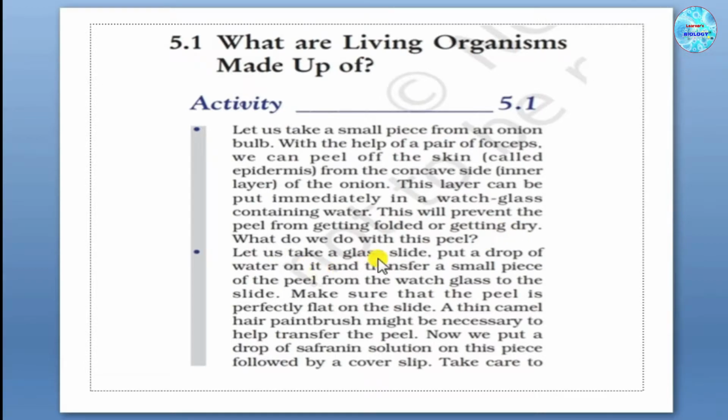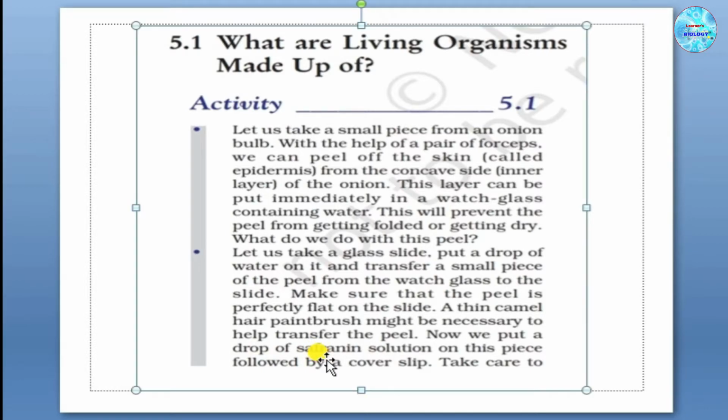Next, we take a glass slide, and on the glass slide, we put a drop of water, and then we transfer the peel from the watch glass to the slide. We have to make sure that the peel is perfectly flat on the slide. For this, we can use a hair paint brush to transfer the peel onto the slide. Now to view the cells, we have to put a dye. We will put a drop of safranin solution. Safranin is a dye which gives color to the cells.